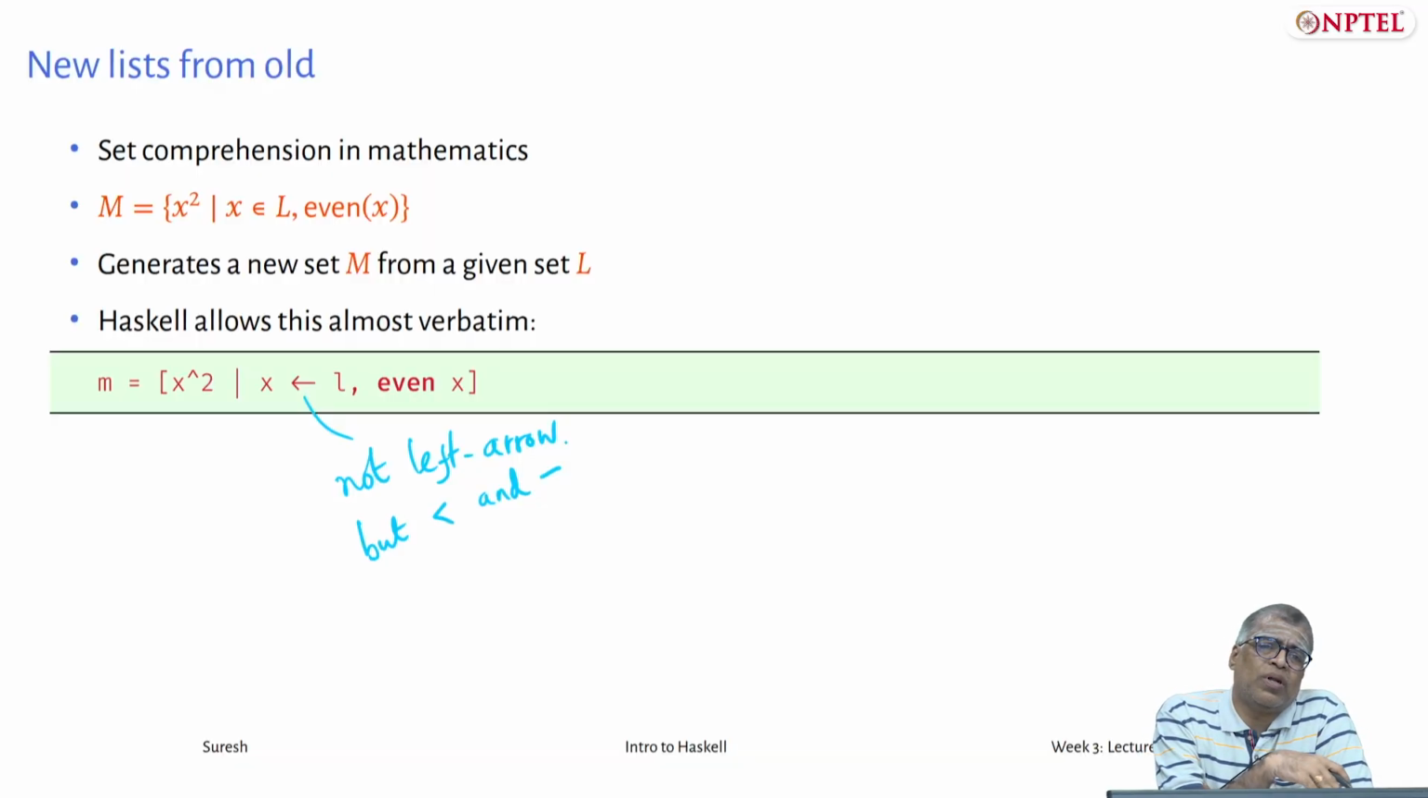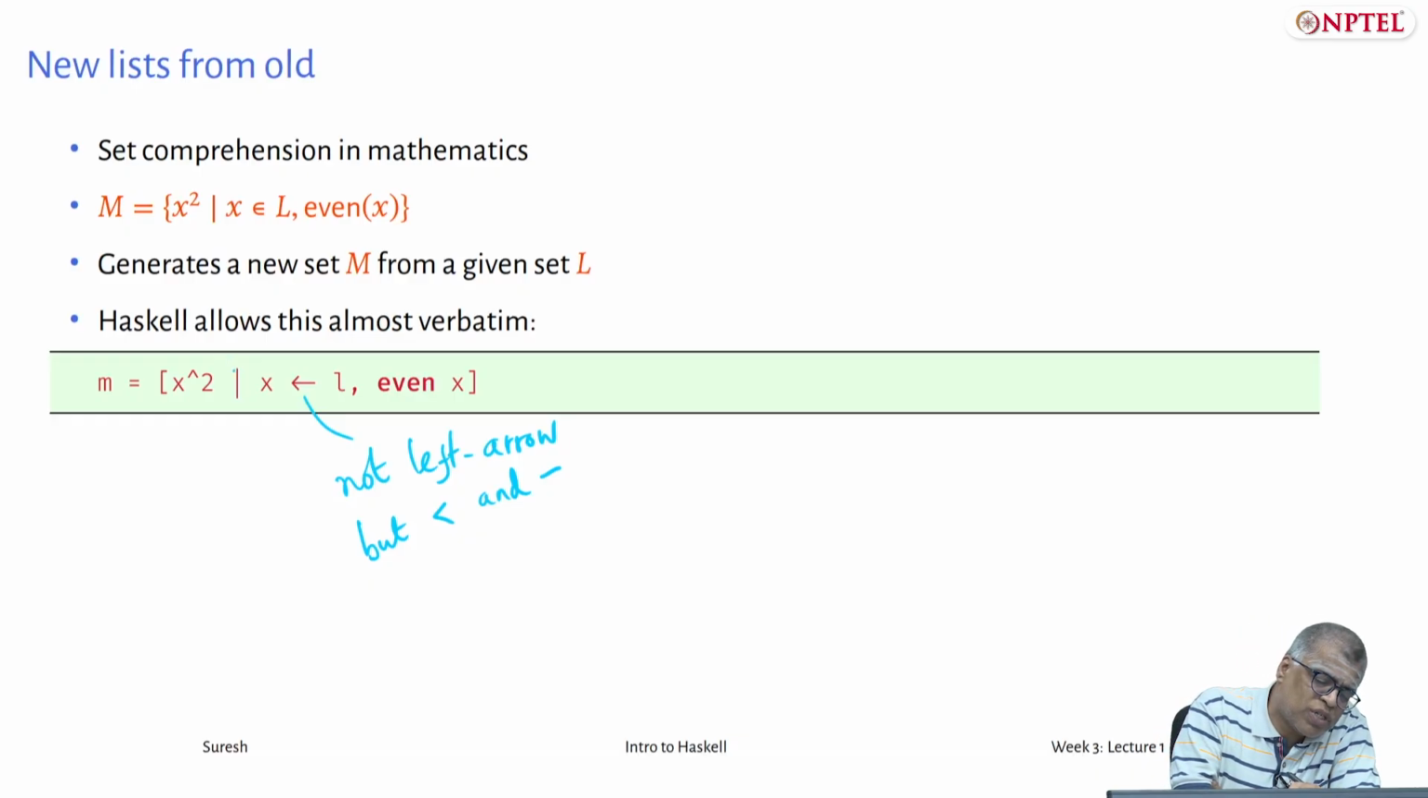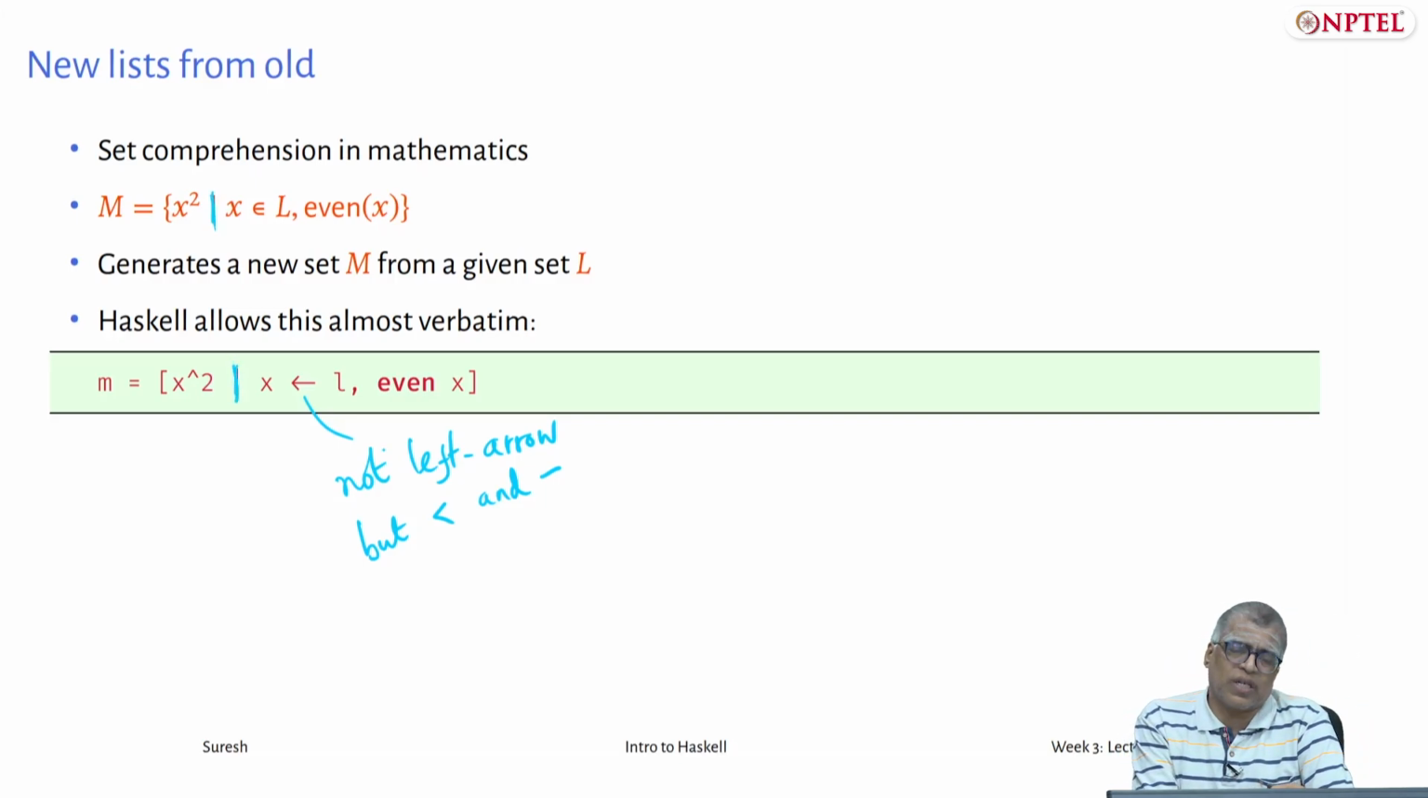So, you use M equals x raised to the 2 within square brackets, and then you use the same vertical line here, and then x belongs to L such that even of x holds.